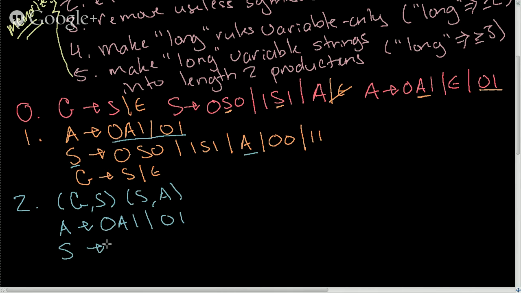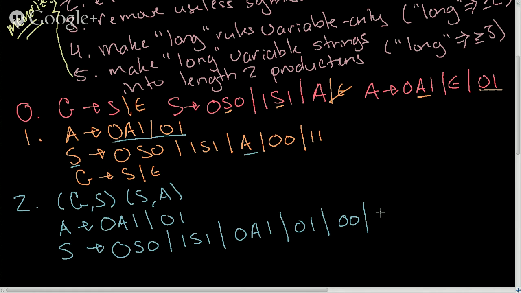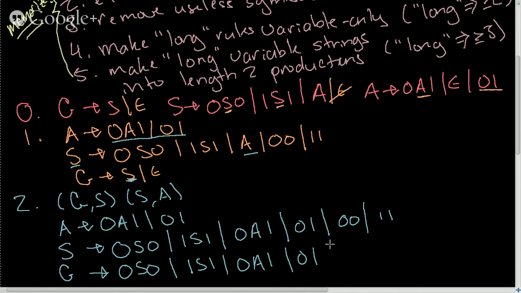S is going to change. We're just going to substitute these two things where we see A. So it's going to be 0S0 or 1S1 or 0A1 or 01 or 00 or 11. And then G is going to change in that wherever we see S in this G, which is just that one time, we need to substitute all of these things right here in for S. So G is going to go to 0S0 or 1S1 or 0A1 or 01 or 00 or 11 or epsilon. Don't forget this epsilon right here. So that is step 2.